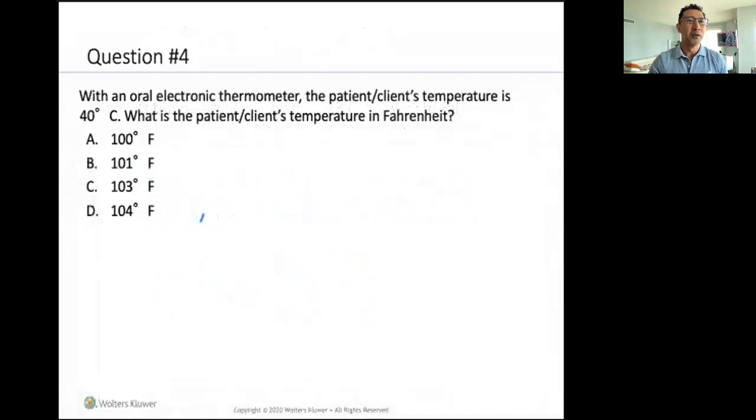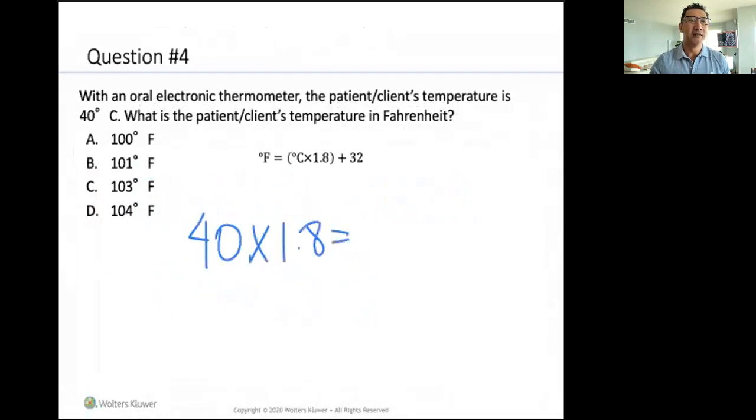Next example. With an oral electronic thermometer, the patient's temperature is 40 degrees centigrade. What is the patient's temperature in Fahrenheit? Can you guys work it out? Here's my formula. I'm going to work it out also. 40 times 1.8. What is that? I really need to find my Apple Pencil.